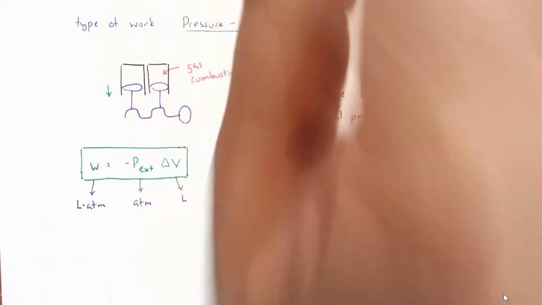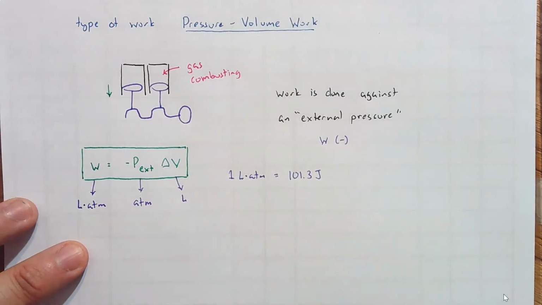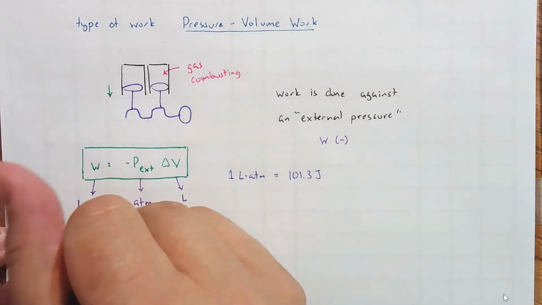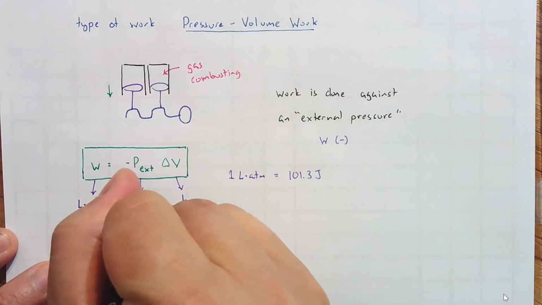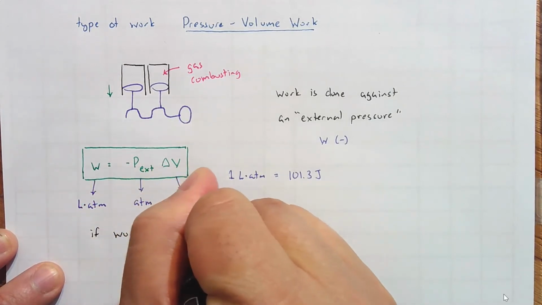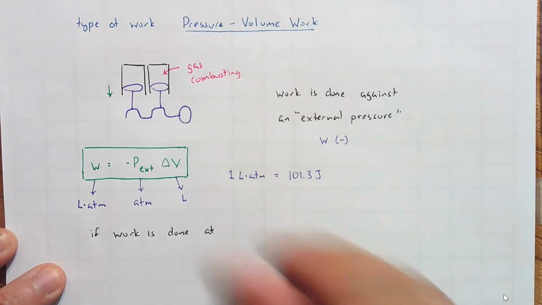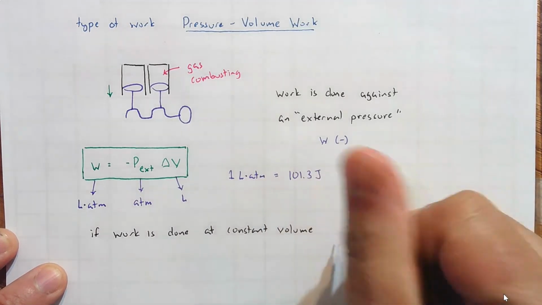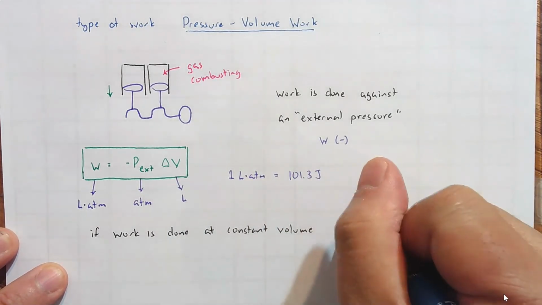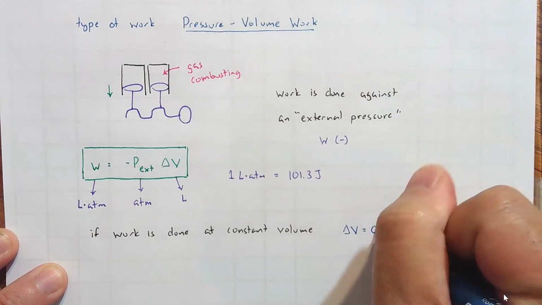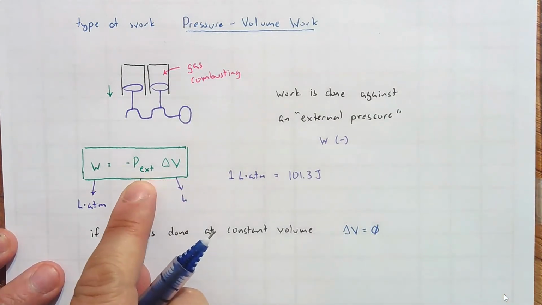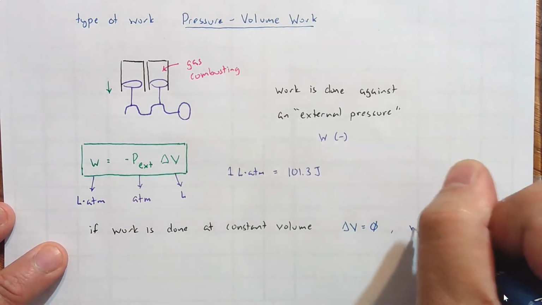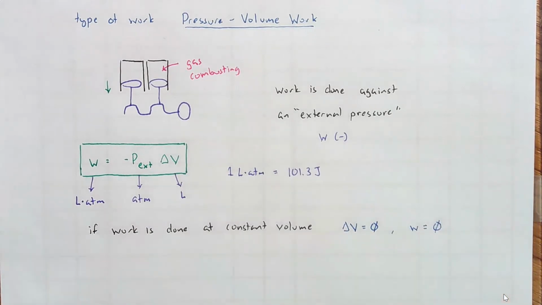But what if work is done under constant volume? So we have an if situation. If work is done at constant volume, you see how delta V becomes 0 because there's no change, and then pressure external times 0 is 0. So in this case, work also equals 0.